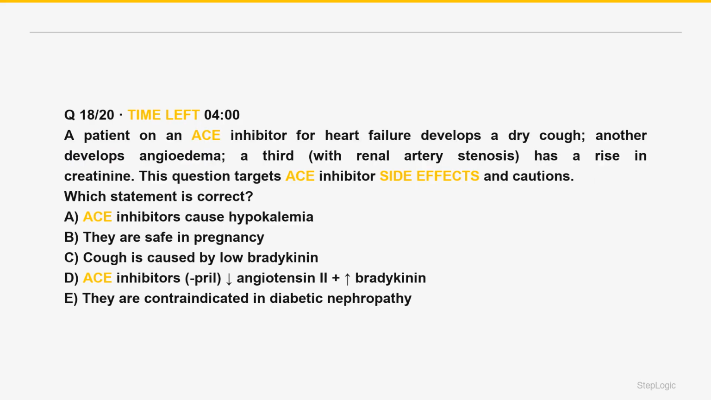Which statement is correct? A patient on an ACE inhibitor for heart failure develops a dry cough, another develops angioedema, a third, with renal artery stenosis, has a rise in creatinine. This question targets ACE inhibitor side effects and cautions. Read the command: which ACE inhibitor side effect statement is correct. Decreased angiotensin II plus increased bradykinin leads to cough, angioedema, hyperkalemia, AKI in bilateral renal artery stenosis, teratogenic; first-line in heart failure, hypertension, and diabetic nephropathy.